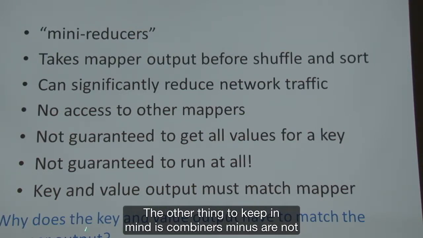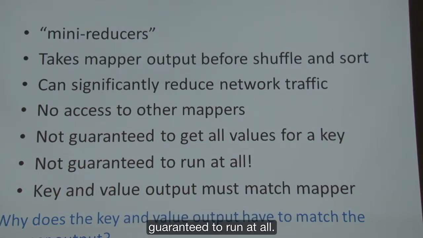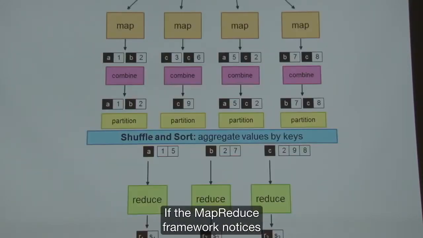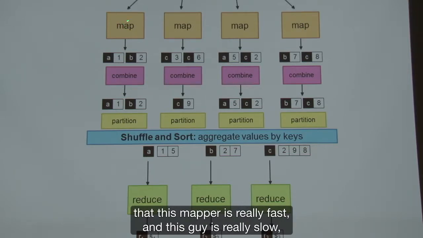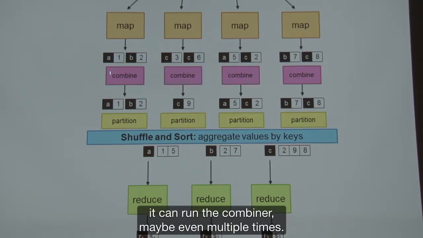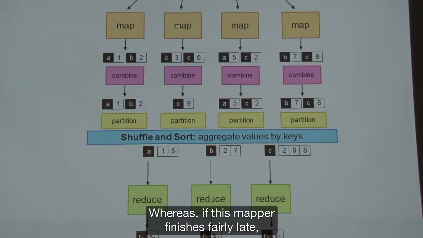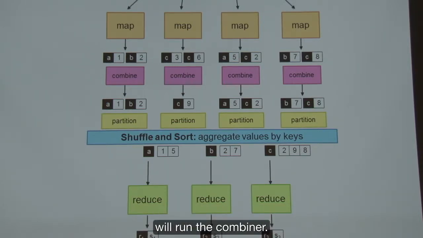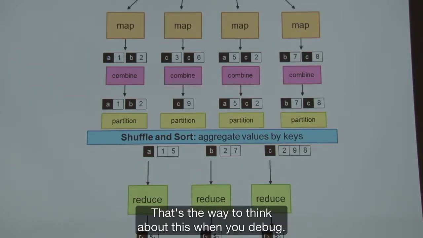The other thing to keep in mind is combiners are not guaranteed to run at all. This is the MapReduce framework trying to optimize runtime. If the MapReduce framework notices that this mapper is really fast and this one is really slow, then when this one has finished already, it can run the combiner, maybe even multiple times. Whereas if this mapper finishes fairly late, it might not run this combiner at all and just start with the shuffle and sort. So it's up to the MapReduce framework in the background to optimize how often it will run the combiner. It might run it multiple times, it might run it not at all. That's the way to think about this when you debug.